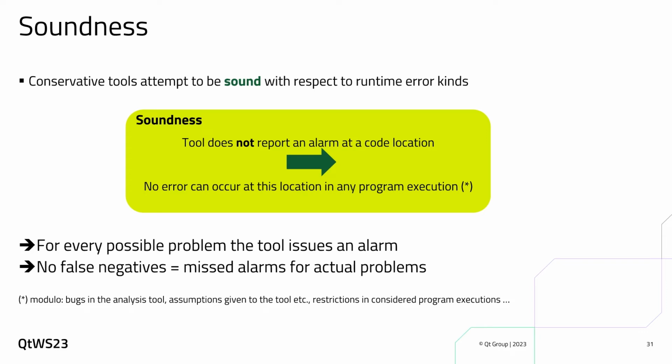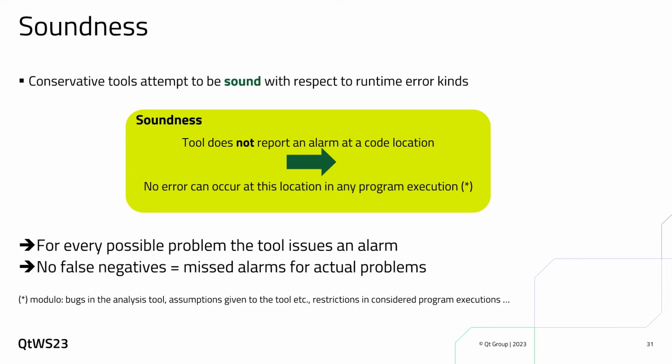If the tool does not report an alarm at a code location, for example, there's a division and it does not report a division by 0, then if the tool is sound, no error can occur at this location in any program execution. Yeah? This is like a guarantee. If the tool says it's sound, then there is no such error. So if there is a possible problem, you know there will be an alarm of the tool at this location. And this means the tool has no false negatives, so you cannot miss an actual problem here. Yeah? This is the soundness direction.